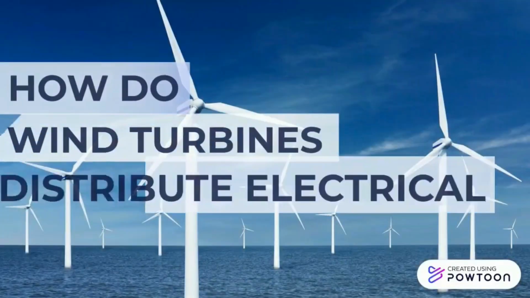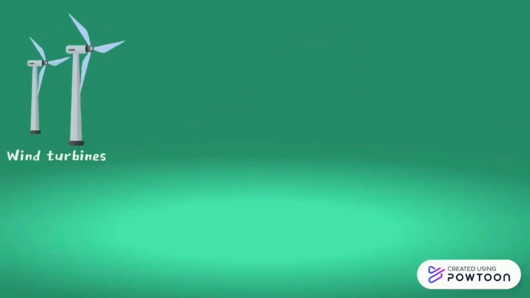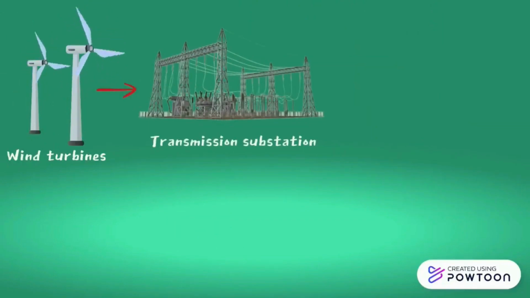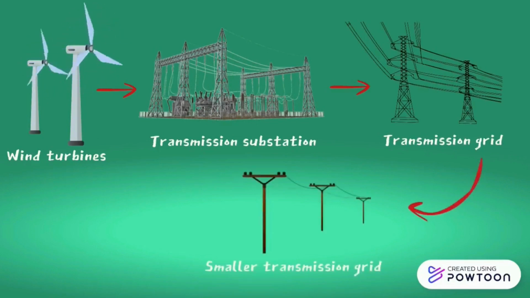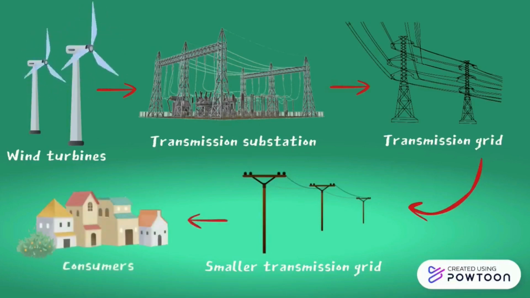How do wind turbines distribute electrical energy? Electricity from the wind turbine generator will travel to the transmission substation where it is converted into extremely high voltage. Power substations at the demand centers convert the high voltage power from the transmission grid to lower voltage power. From here, it moves to the smaller distribution grid via another transformer, where consumers are connected.